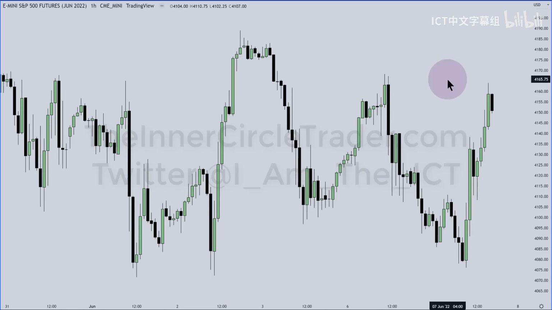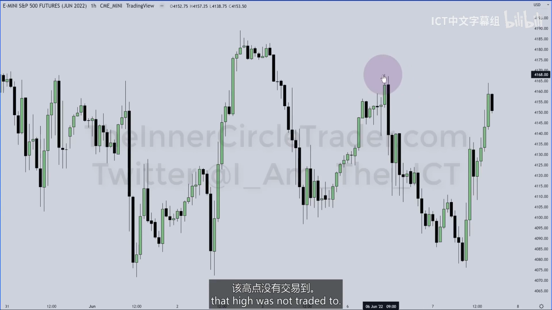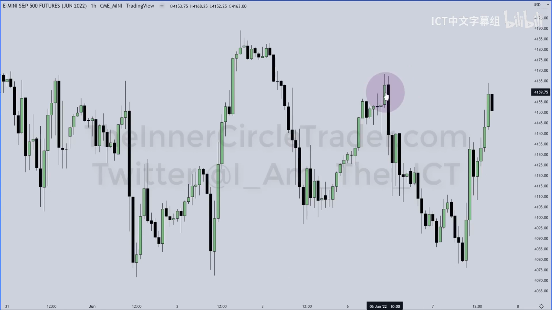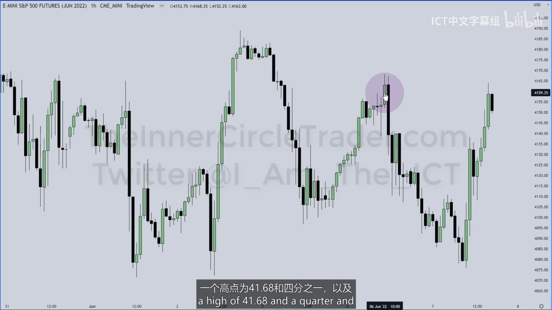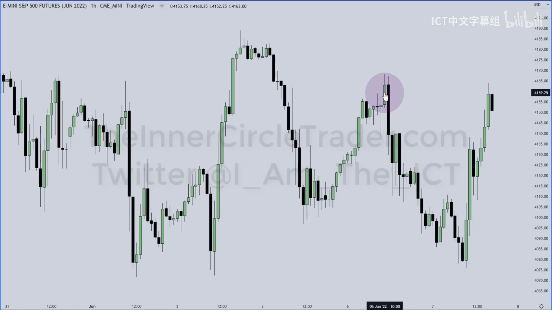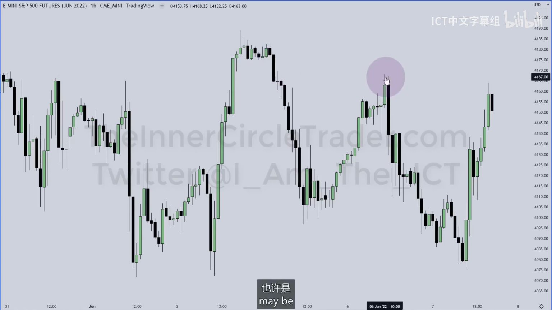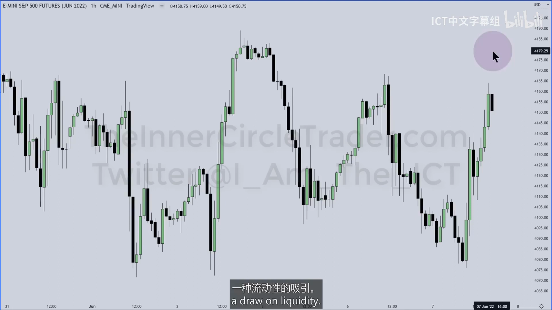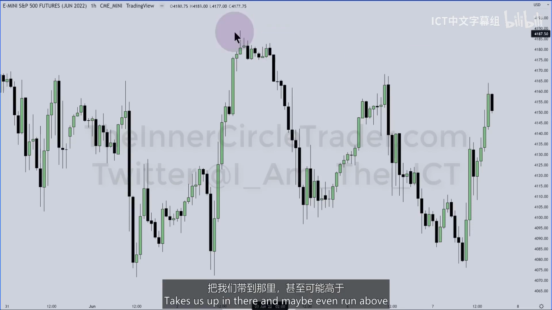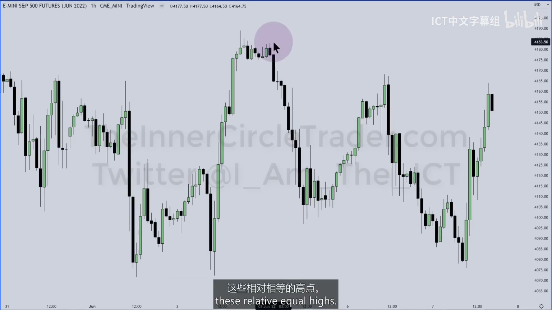Previous day's high, which is here, that high was not traded to. So we have a high of 41.68 and a quarter, and then we have a fair value gap over here. So you have two premium arrays that may be a draw on liquidity that takes us up in here, and maybe even run above these relative equal highs.